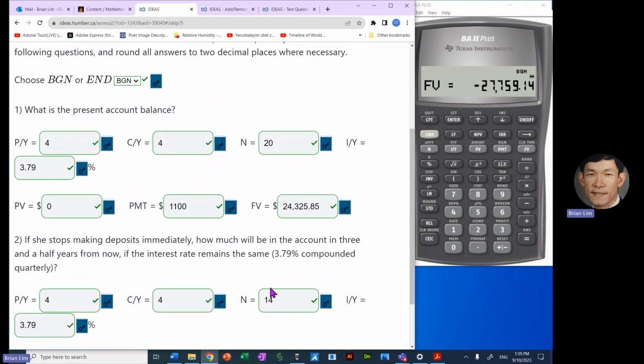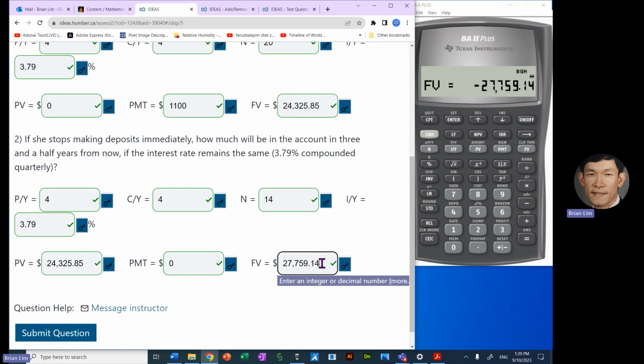Now, you might have been wondering, remember, we did go into this begin mode in this first part. We needed to do it, or else we would have gotten an incorrect answer because there is a payment. Now, I didn't get out of the begin mode, as you can see in this top right corner here, and I got the correct answer for the future value. Why? Well, because the payment is 0.